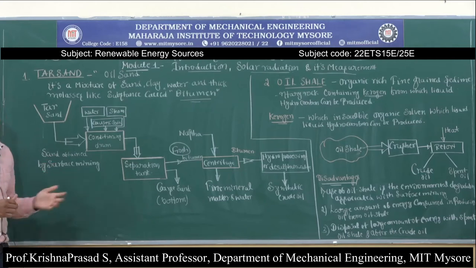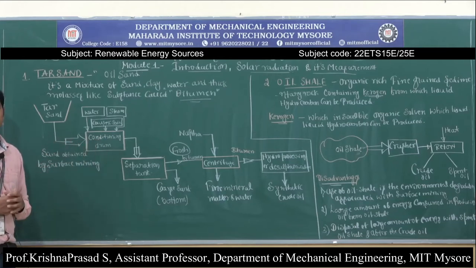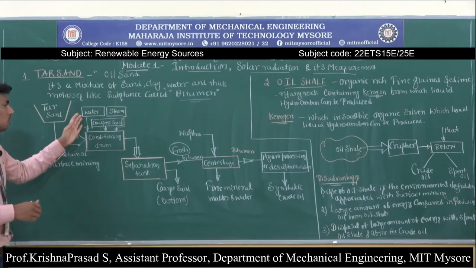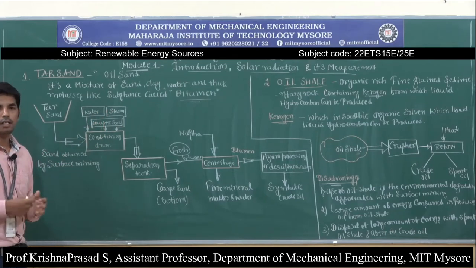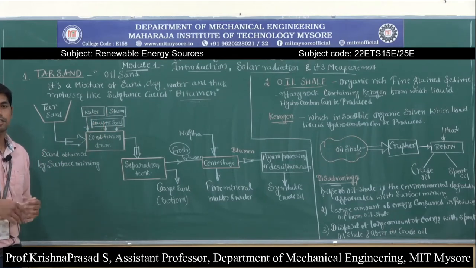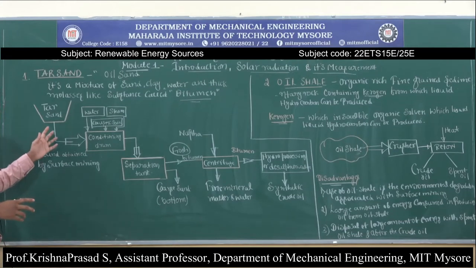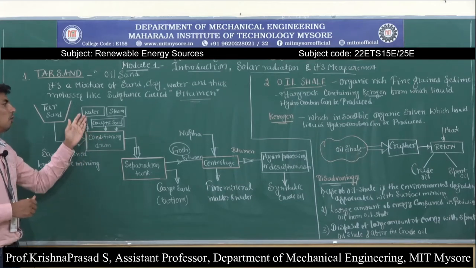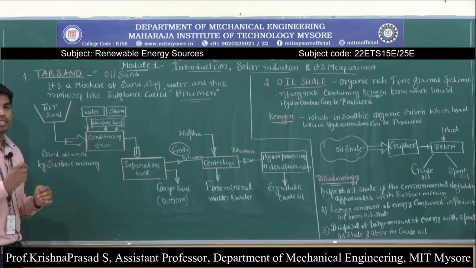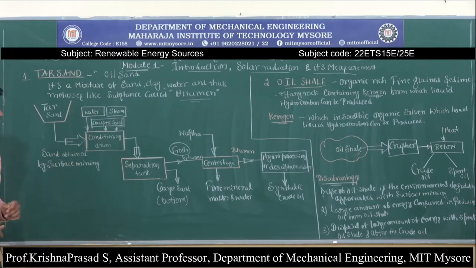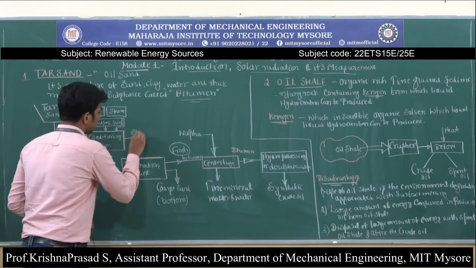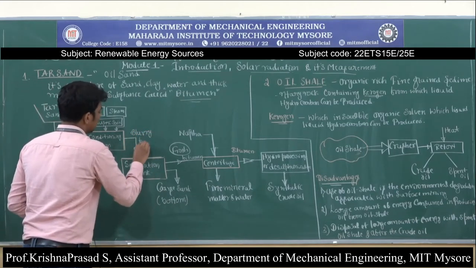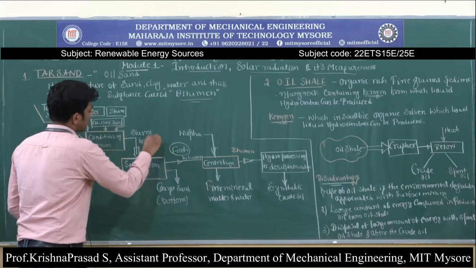The sand obtained from the surface mining process first enters the conditioning drum. In the conditioning drum, water, steam and caustic soda are added and mixed together. Hence slurry is formed. Very important. The slurry that is formed then passes into the separation tank.